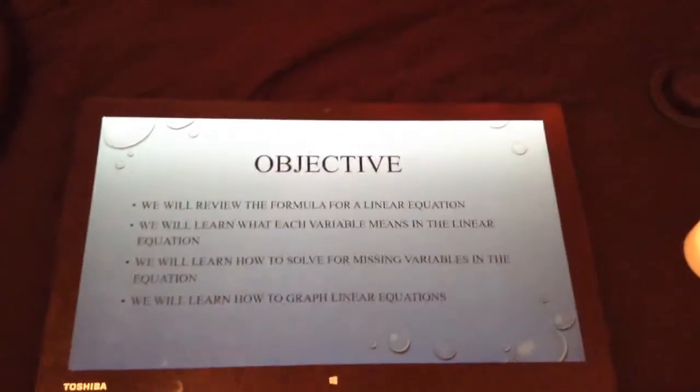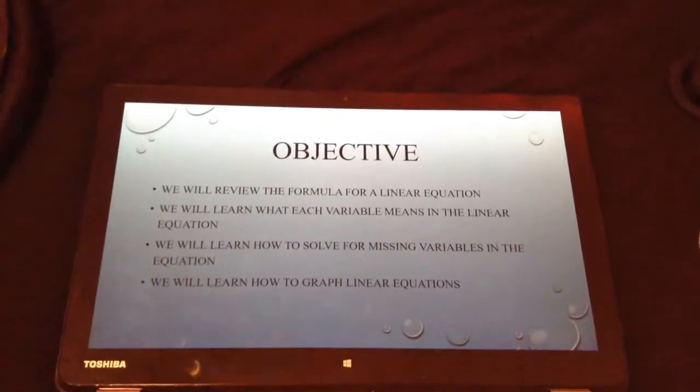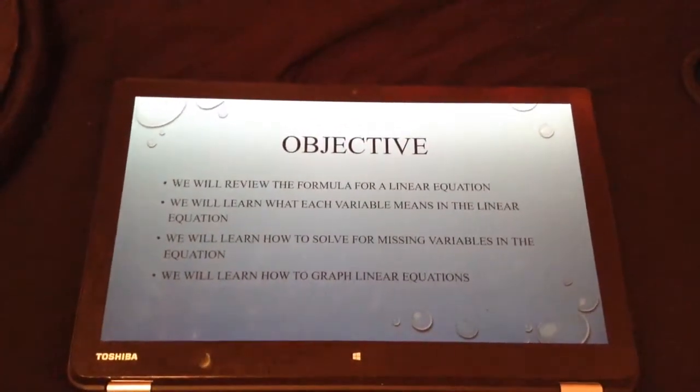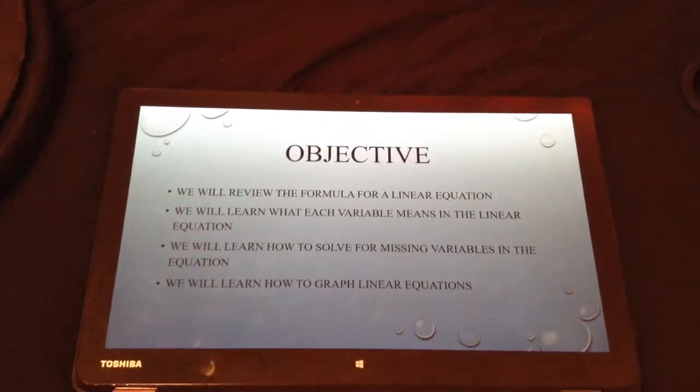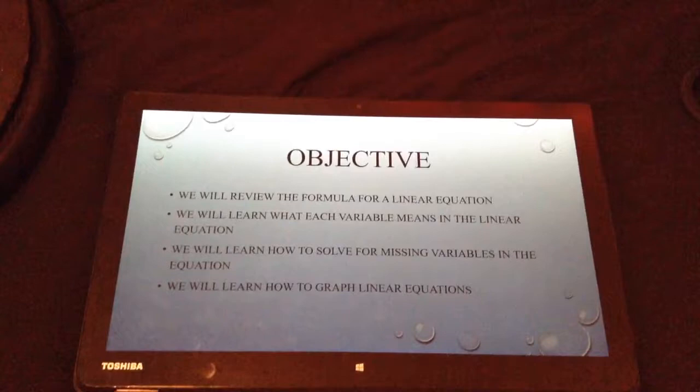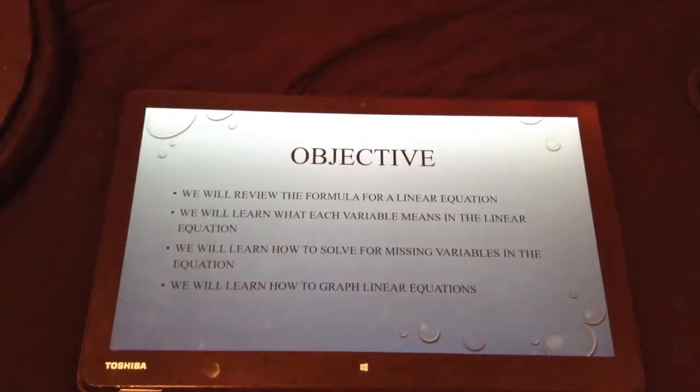Okay, in today's lesson, we have 4 objectives. We will review the formula for a linear equation. We will learn what each variable means in the linear equation. We will learn how to solve for missing variables in the equation. And we will learn how to graph linear equations. Okay?